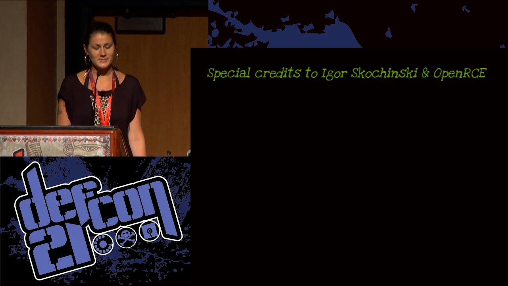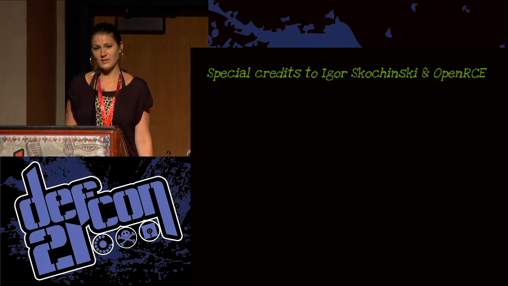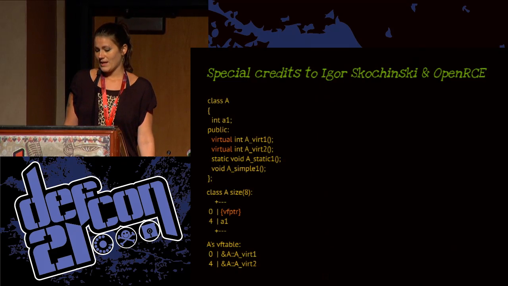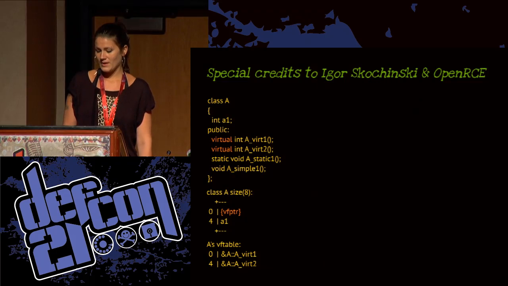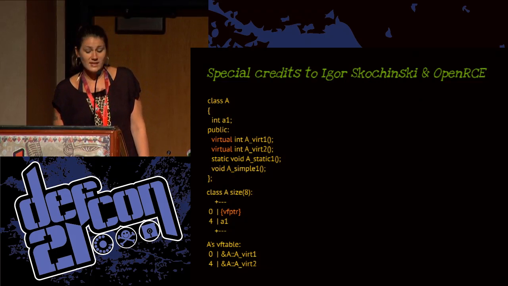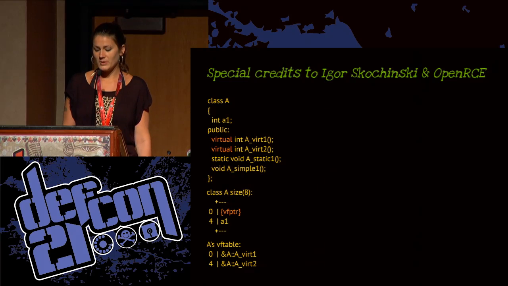Actually, I collected another sample from OpenRCE and Igor Skochinsky, because he did a lot of research on this as well. Here's one class A, where there are 2 virtual functions defined. Underneath this class definition, you can see the memory layout of class A, where there's a virtual function pointer pointing to the virtual function table of class A. Now, a virtual function table is something that just classes have that have virtual functions defined in them.